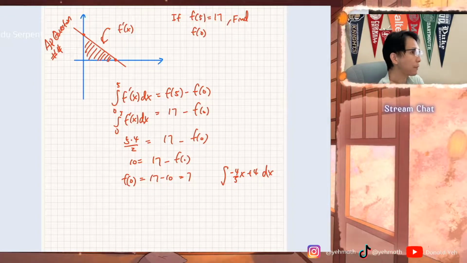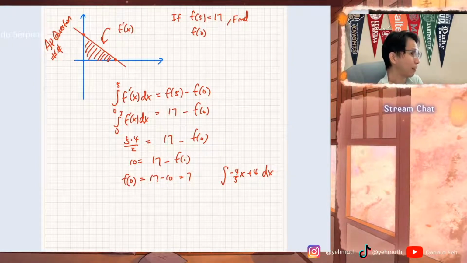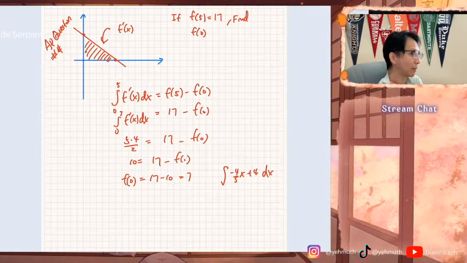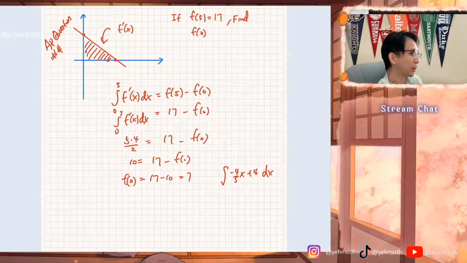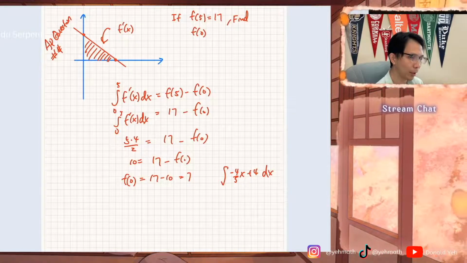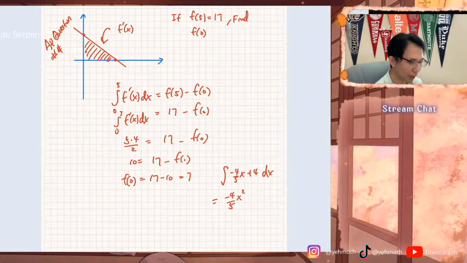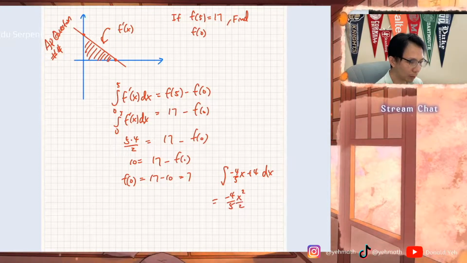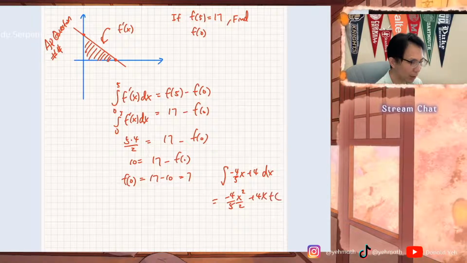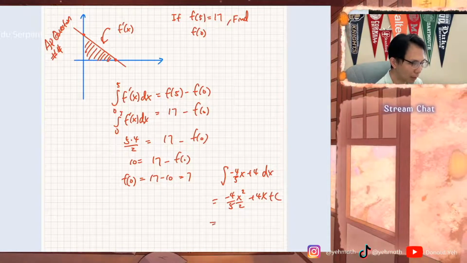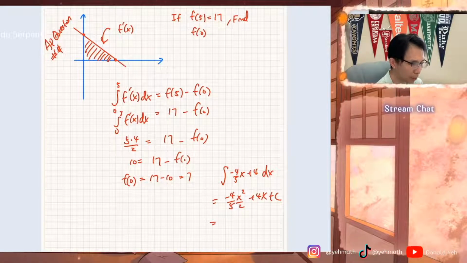Now, if I do the indefinite integral, then I have to find the value of c. With f of 5 equal to 17, I can find the value of c. Then I just plug in 0 after that. But the work is actually quite a bit. If you think about the work of this, it's much more complicated. So minus 5 over 5x squared over 2 plus 4x plus c. I think this is way too much work.